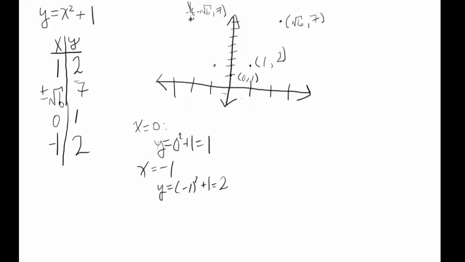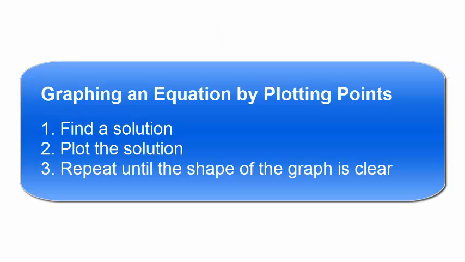It comes down like so through the point 0, 1, and then it goes back up. So the rough sketch looks something like this. So just to recap, how do you graph an equation in two variables? By plotting points. You find a solution, you plot the solution, and you just keep doing that until you can tell what shape the graph is falling into.